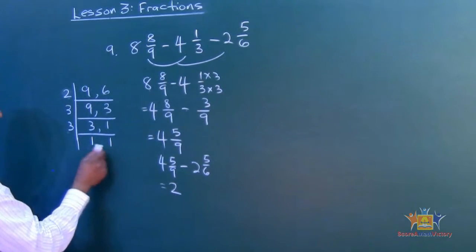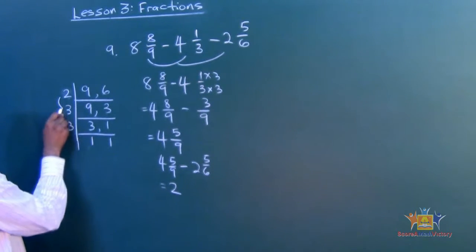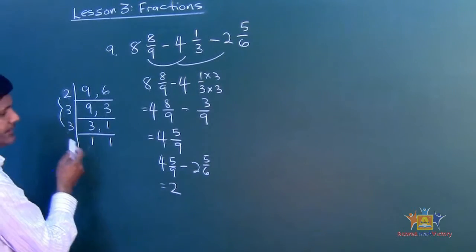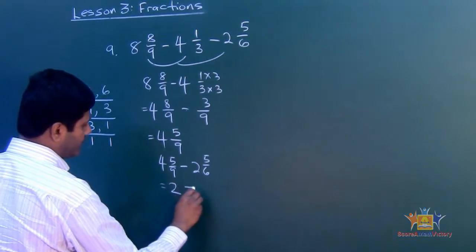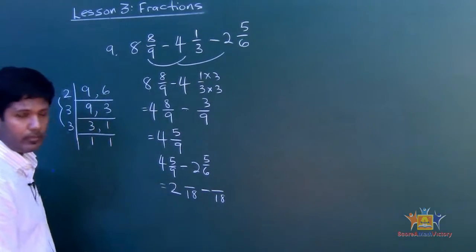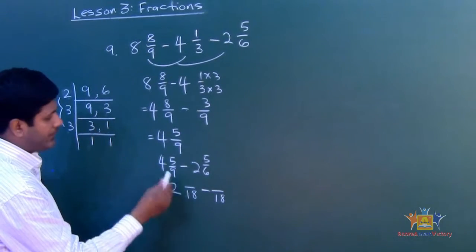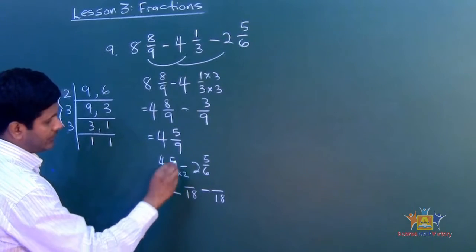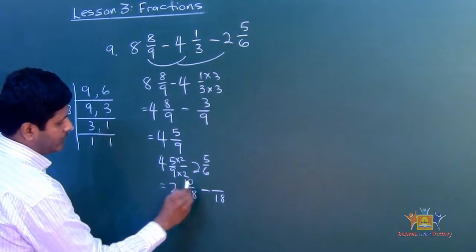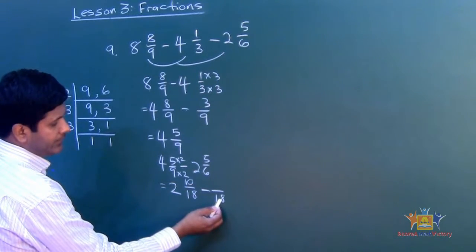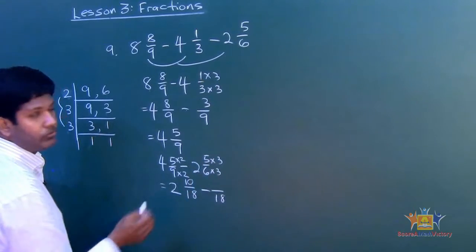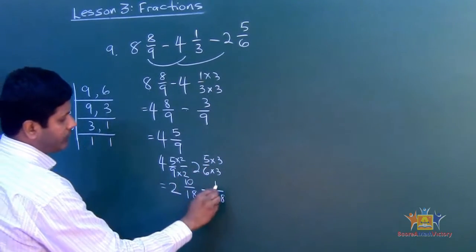So once they both are 1, now I multiply 2 times 3 times 3. So 2 times 3 is 6, 6 times 3 is 18. So that means 18 is my common denominator. Okay, how do I go from 9 to 18? I multiply this by 2. That means I'm going to multiply the numerator also by 2. 5 times 2 is 10. How do I go from 6 to 18? I multiply this by 3. That means I'm going to multiply the numerator also by 3. So 5 times 3 is 15.